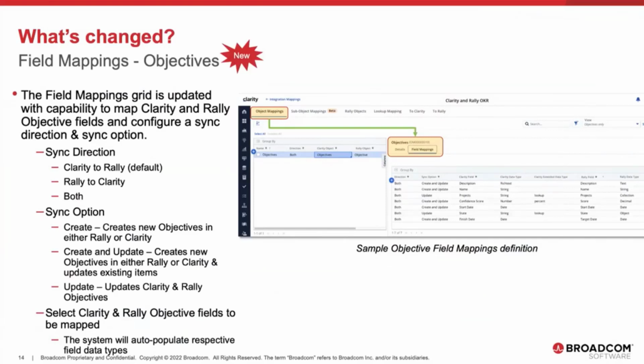When using the direction Clarity to Rally, the system will create new objectives and populate their corresponding fields, such as name, description, and start date in Rally. When using the direction Rally to Clarity, you can bring in OKR information from Rally. So this is the same metaphor we've been using for investment level synchronization. It's now been expanded to support field mapping for OKRs.